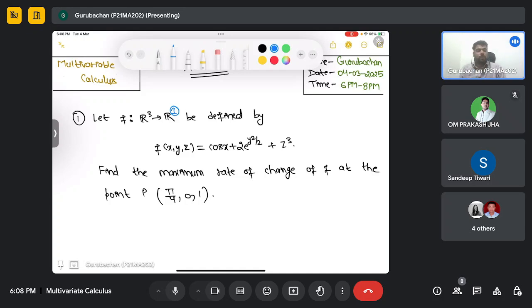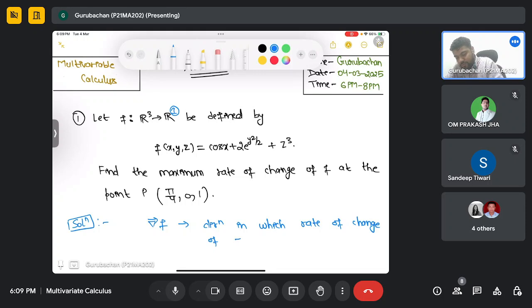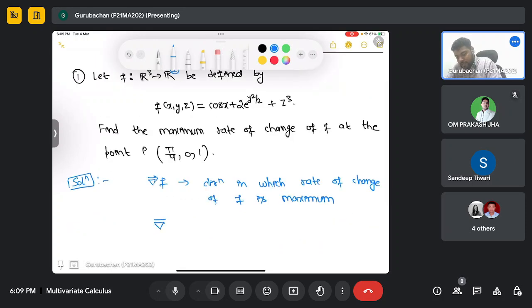Now the next task is how we can find the maximum rate of change of this f at this point. If someone has followed the last lecture, lecture 30 on directional derivative, then you know that the direction of the gradient of f is the direction in which the rate of change of f is maximum. And what is the value of that maximum? The magnitude of del f at the point P will be the maximum value.